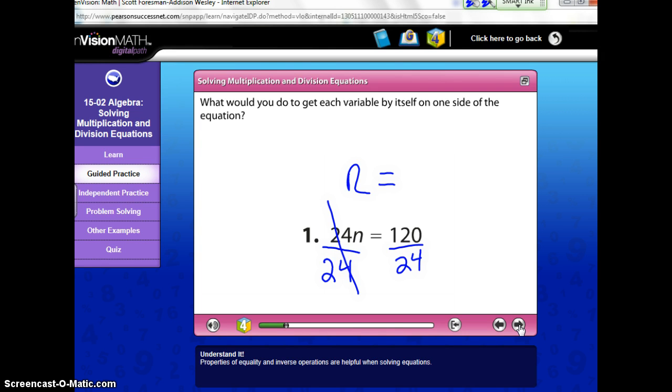Does anybody know 120 divided by 24 in your head? Think about it. What do you think, Darius? 5. He thinks 5. Would 24 times 5 give us 120? Yep, he's right. So n equals 5. There's our answer. 24 times 5 would give us 120, just to check ourselves.